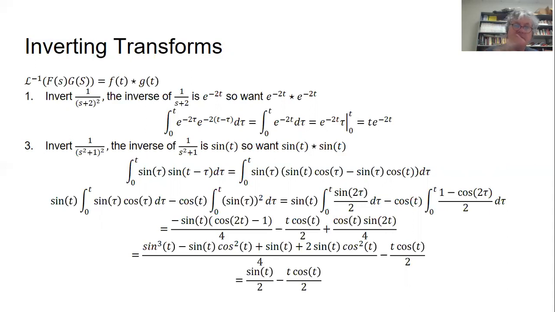So we get a sine plus a sine is a 2 sine, divided by 4 gets us a sine t divided by 2, and we've got the minus t cosine t divided by 2. And there we get it. And that's the answer that we got last time. So this is how you would do it if you couldn't guess the answer.